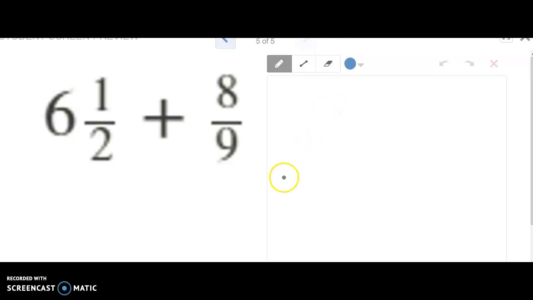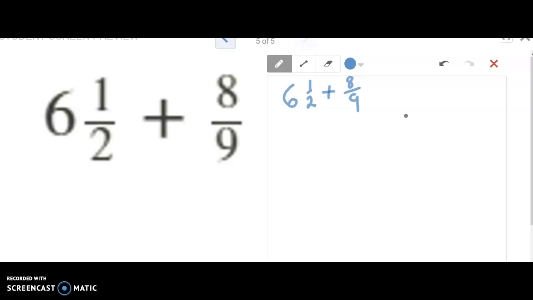Okay, boys and girls, let's take a look at this final problem here in your Desmos for today. 6 1/2 plus 8 over 9. My first step is to rewrite this problem. 6 1/2 plus 8/9. All right, so we're going to use what we know about adding mixed numbers and fractions and apply it to this problem here.